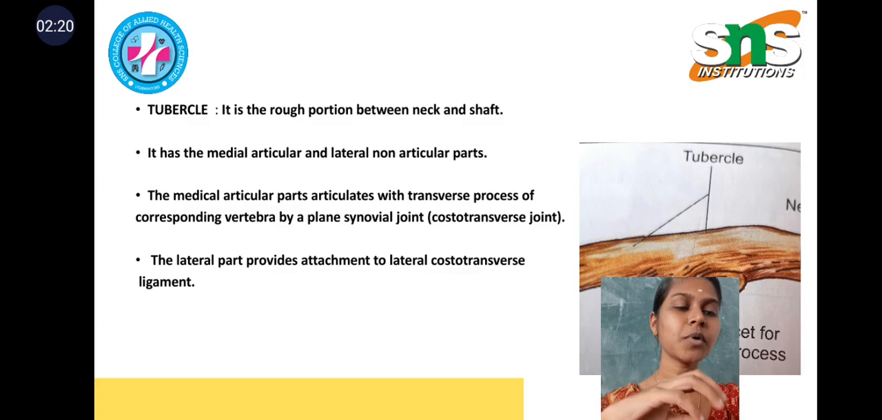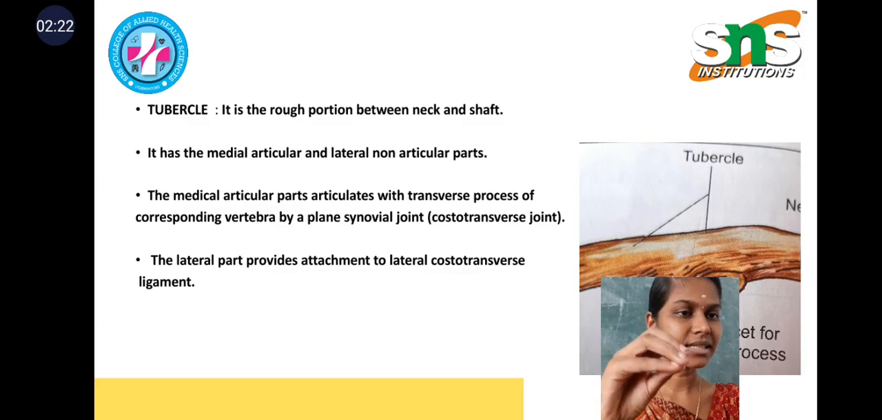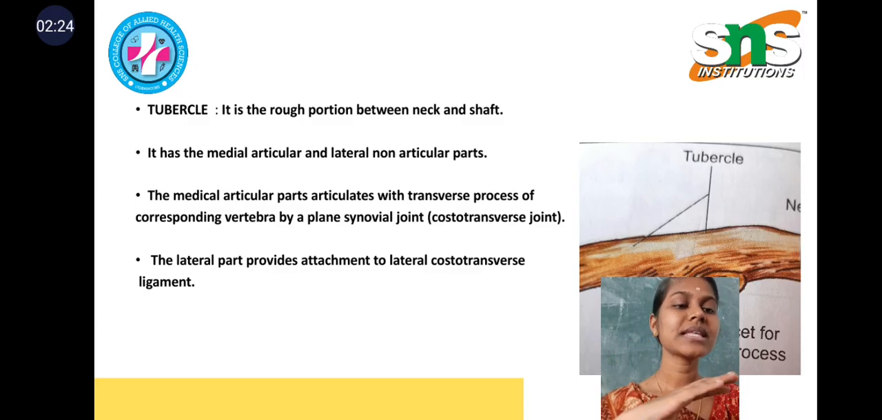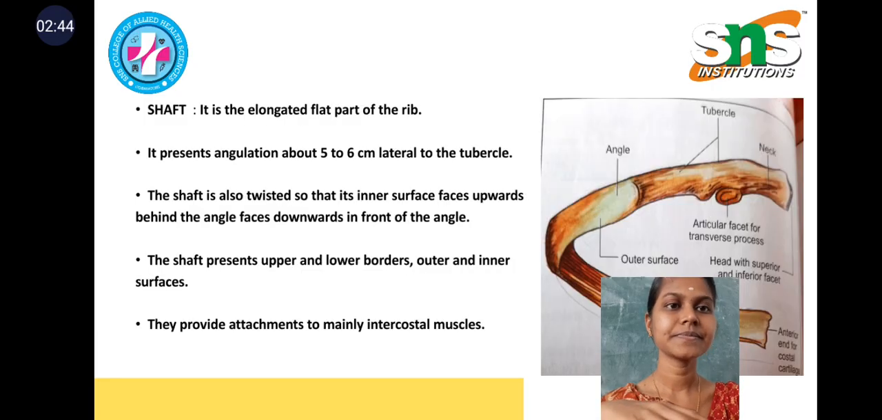The tubercle is a rough portion at the junction of the neck and shaft. It is helpful in the attachment of muscles. It has medial articular and lateral non-articular parts. The medial articular part articulates with the transverse costal facet of the corresponding vertebra, and the lateral part provides attachment for the lateral costotransverse ligament.